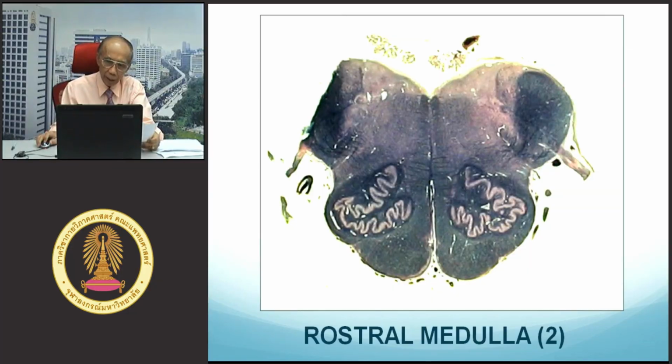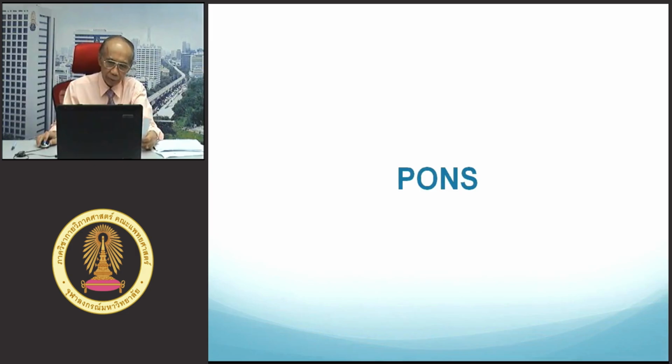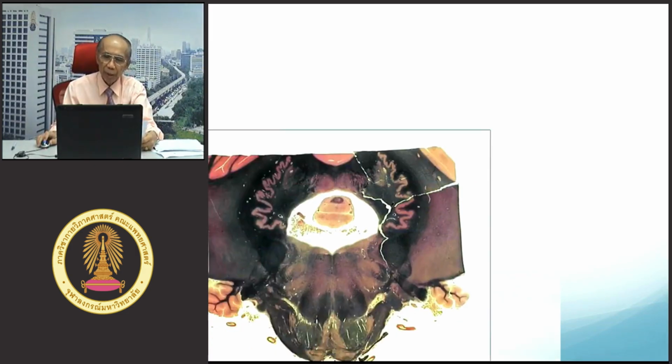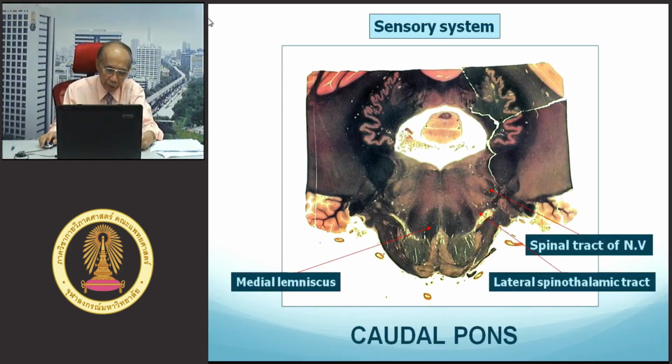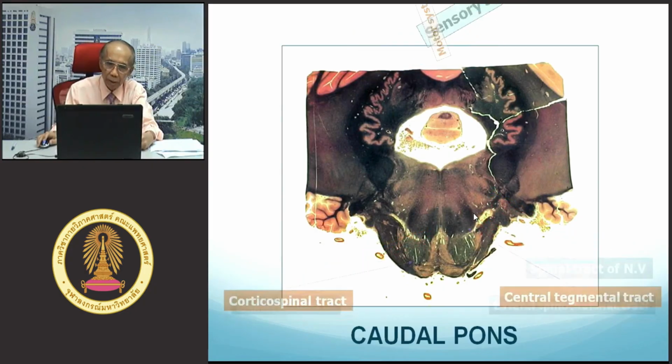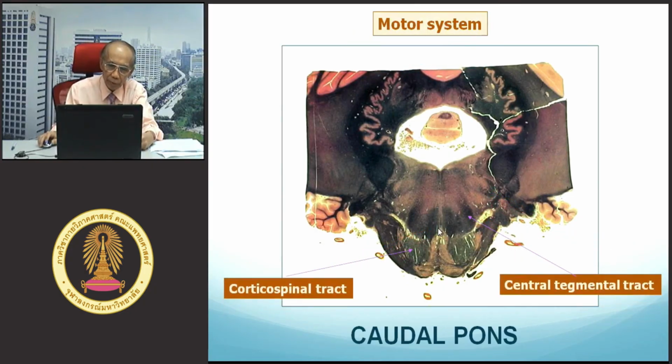The end of medulla. Next we go to the pons. The caudal pons. The sensory system in pons includes the medial lemniscus, spinal tract of trigeminal nerve, lateral spinothalamic tract. The motor system includes corticospinal tract and central tegmental tract.